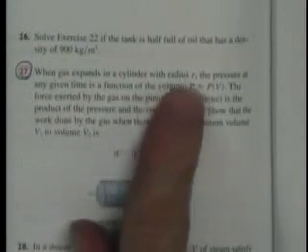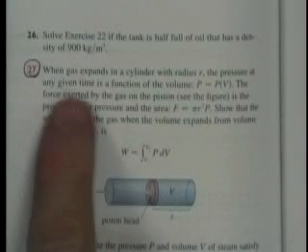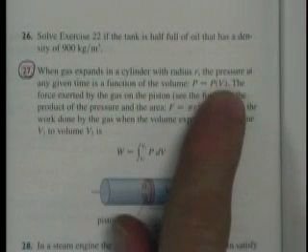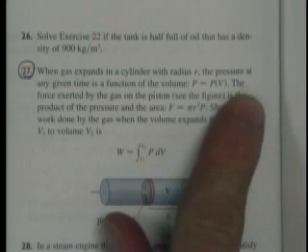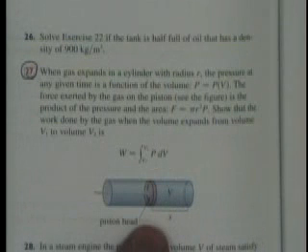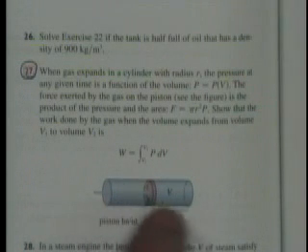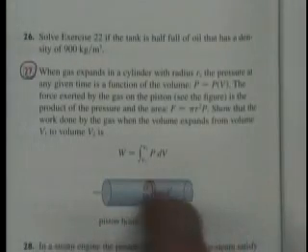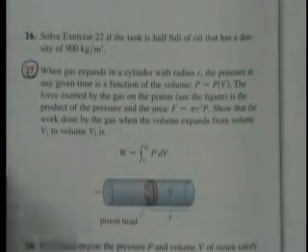Okay, gas expanding in a cylinder with radius r. The pressure at any given time is a function of volume. So we're going to have to remember this: we're going to eventually write P as a function of volume. The force exerted by the gas on the piston. So we have a piston in a cylinder, little explosions with the gas that occur here, causing it to expand and push the piston that way.